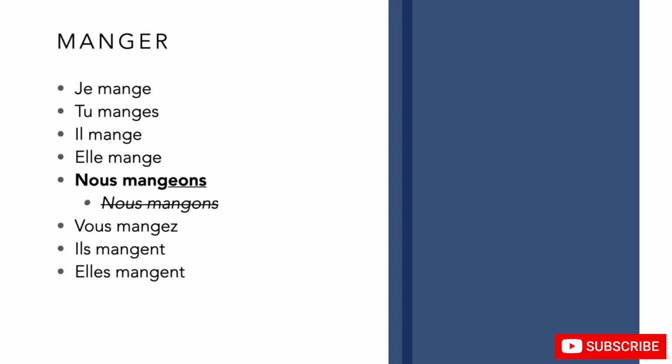But because you want to maintain that je sound that's in the other forms of manger, we have to add an E, because the G just in front of the O makes a hard G sound. So we add an E to keep the same soft sound. Je mange, tu manges, il mange, elle mange, nous mangeons, as opposed to nous mangons. Vous mangez, ils mangent, elles mangent. So that E just adds more continuity throughout the verb pattern.